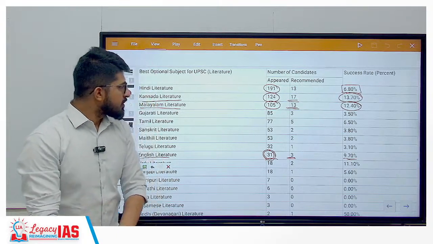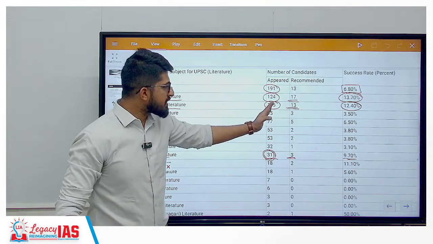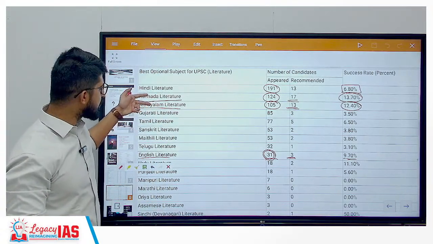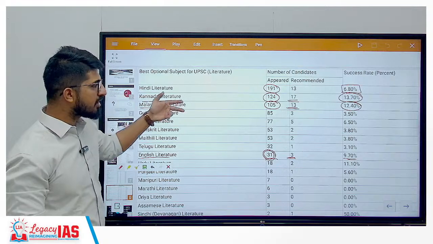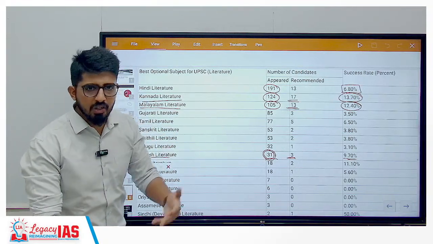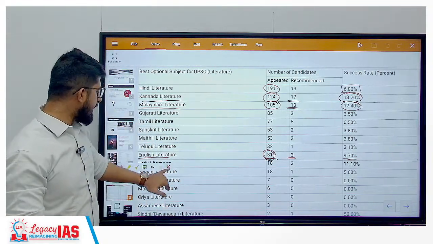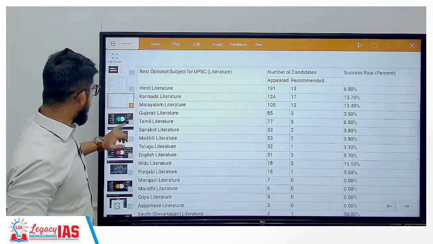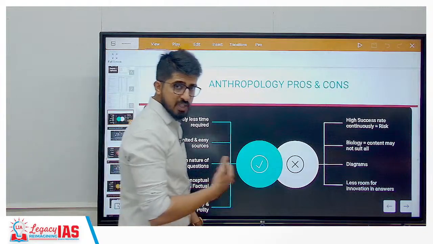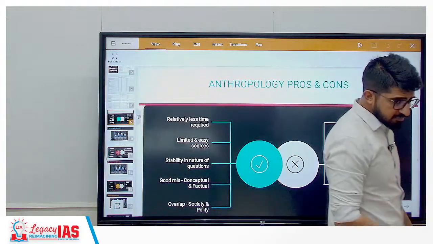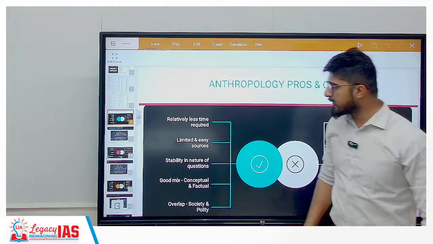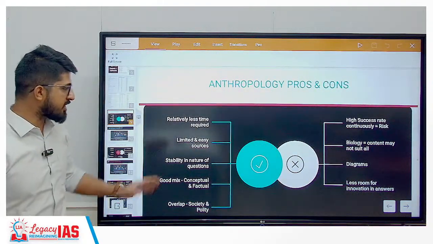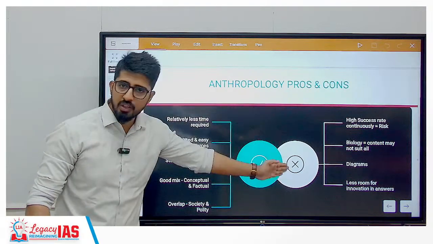So more than 100 people choosing an optional, these two, if somebody is choosing literature as an optional, Kannada and Malayalam literature, the chances are good. However, there are some caveats, some cautions regarding choosing literature as an optional. We'll come to that later. First, we'll look at anthropology as an optional. What are the advantages and disadvantages? So you have the pros on this side, cons on that side.